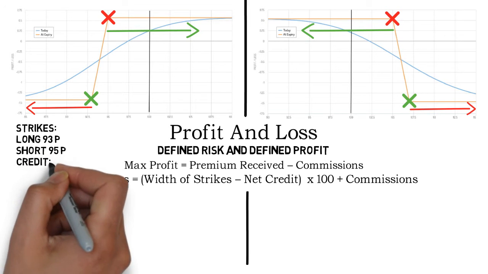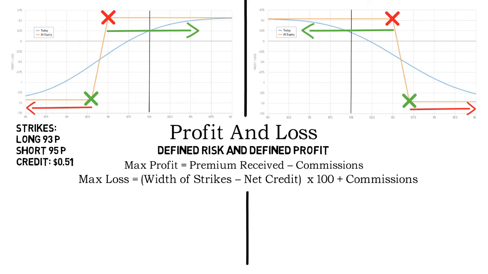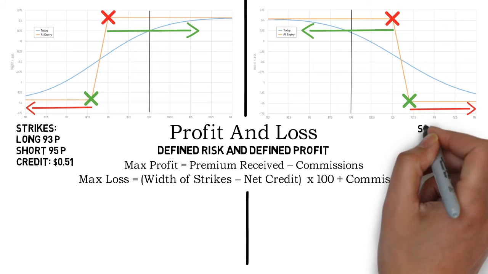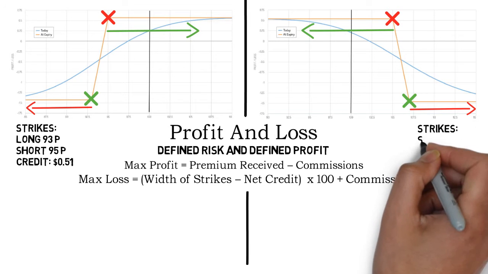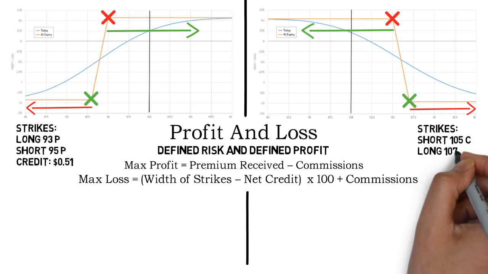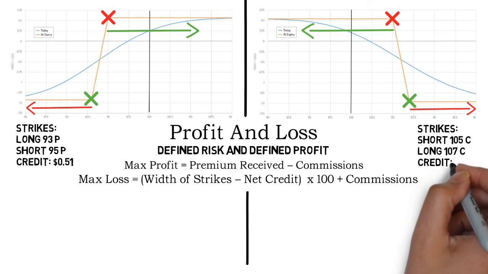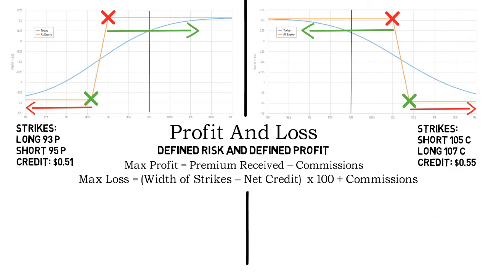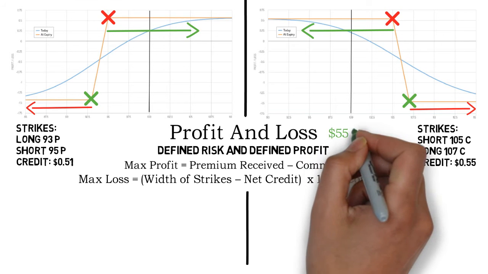The strikes for the bull put credit spread are 93 and 95. The credit taken in is $0.55, so $55. The strikes for the bear call credit spread are 105 and 107. The credit is $0.51 or $51. For this example, I will just ignore commissions as they don't help with understanding.